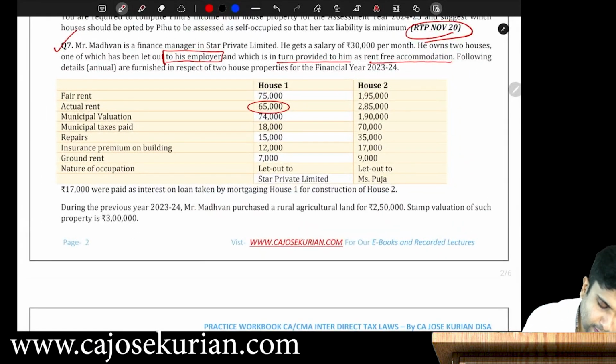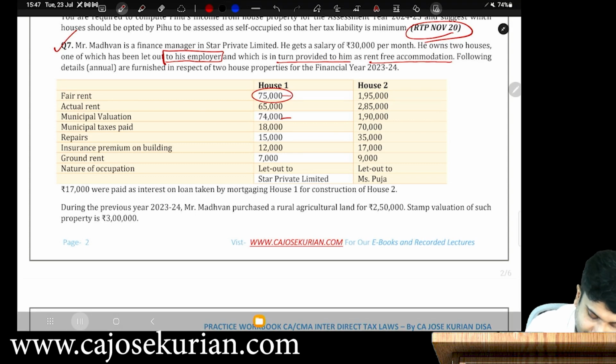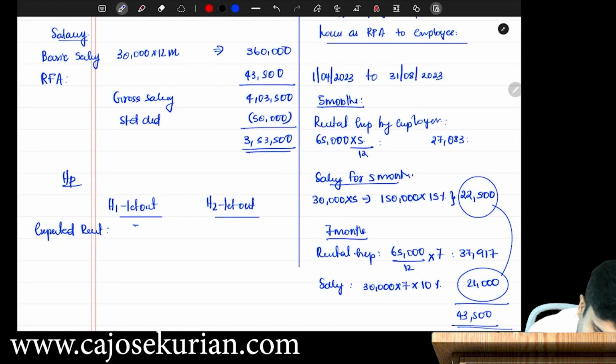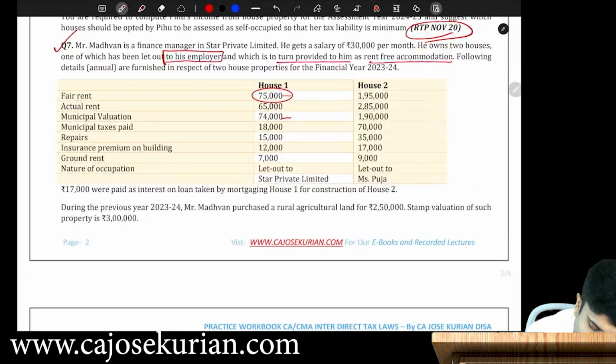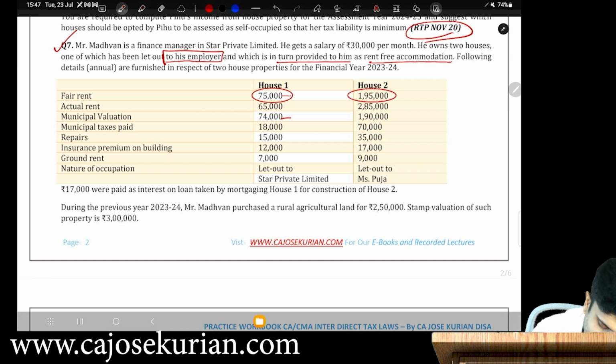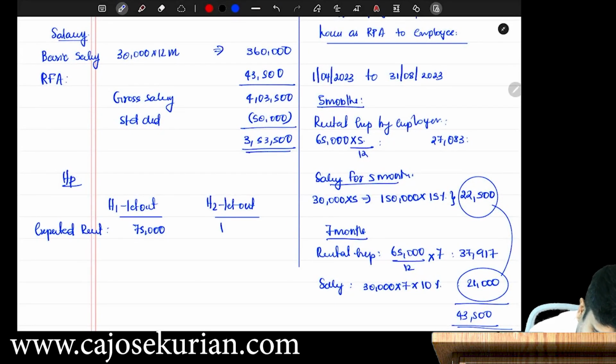So house 1, how do you compute expected rent? You take the fair rent and compare it with the municipal value and pick the higher. Which is higher? 75,000. Is there any standard rent in the question? They are not mentioning any standard rent. So 75,000 itself is the expected rent. How about house 2? Fair rent and municipal value, you compare these two and pick the 1,95,000. So that will be the expected rent in house 2.